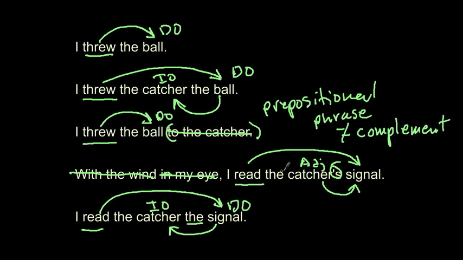In this case, I read the catcher's signal. I did not read the signal to the catcher. And that's a very important distinction. Indirect object has to answer that to whom or for whom. And in this case, it doesn't, and in this case, it certainly does.